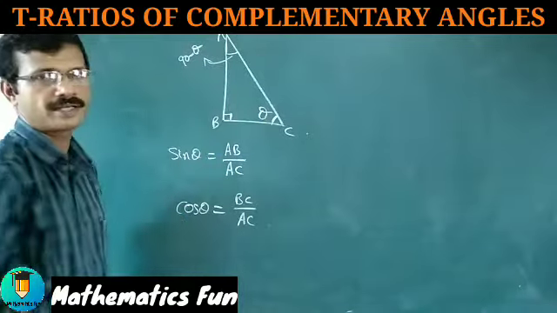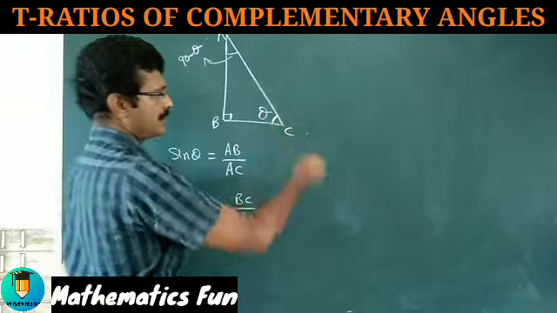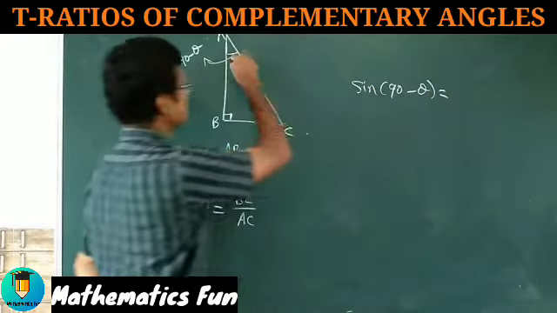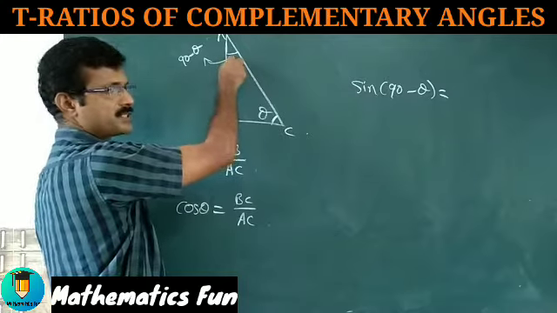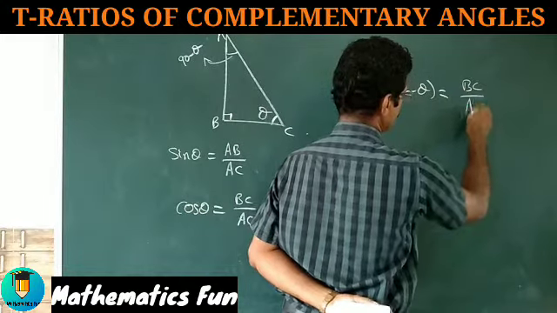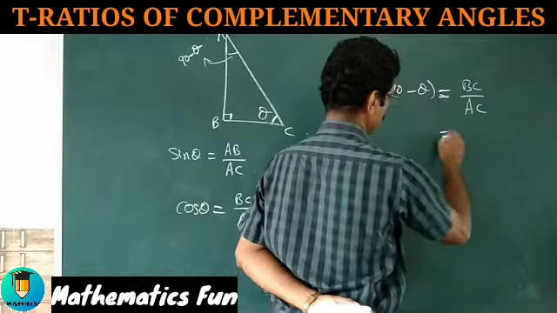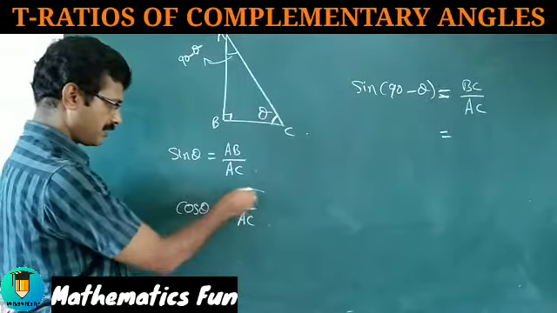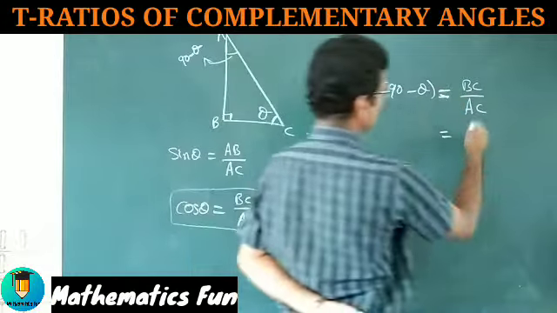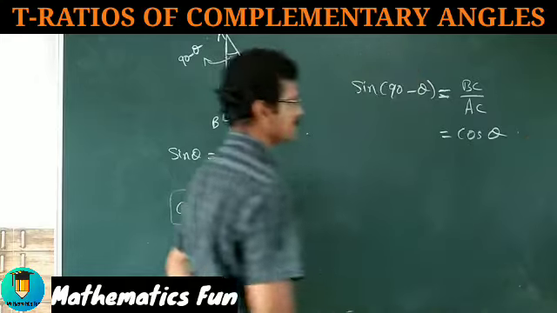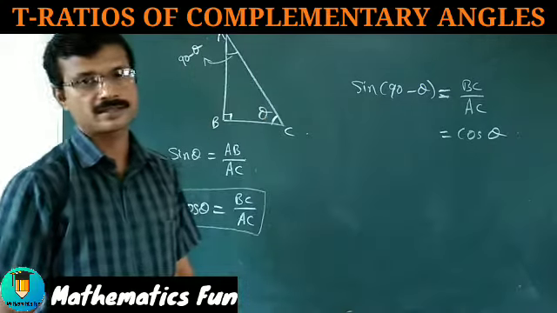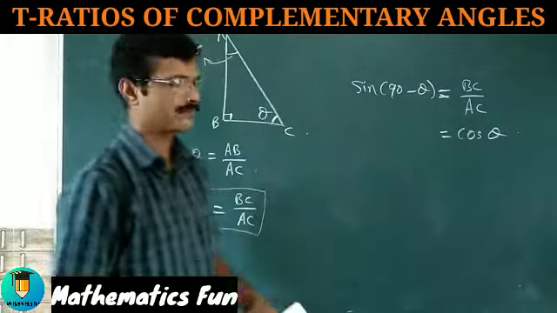Now with respect to this other angle, 90 minus theta, I am finding sin 90 minus theta. With respect to this angle, the opposite side is BC and the hypotenuse is AC, so it is BC by AC. Now if you see this BC by AC, actually what is it? It is cos theta. So BC by AC I can write as cos theta. That means sin 90 minus theta is equal to cos theta. I got a result: sin 90 minus theta is cos theta.